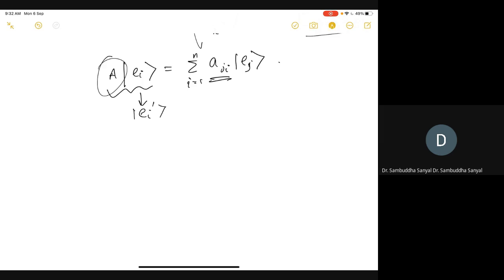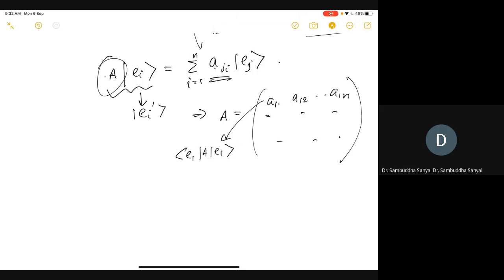Now this coefficient defines the matrix, and clearly tells you that this A has to be a matrix in this space, because there are n square numbers associated with it. So we construct it in this form: A11, A12, A1n, and so on, where each of these entries is basically, you can work it out since it is an orthogonal space, e1 A e1.